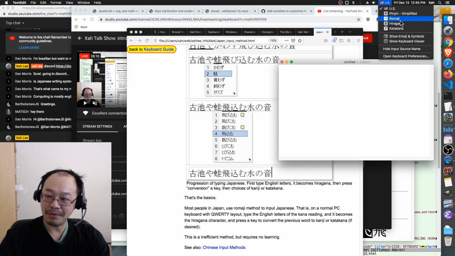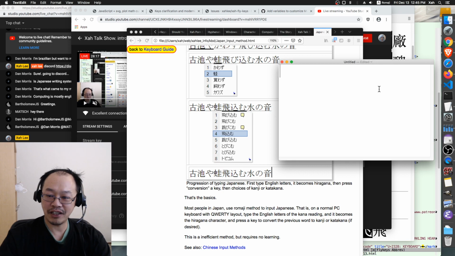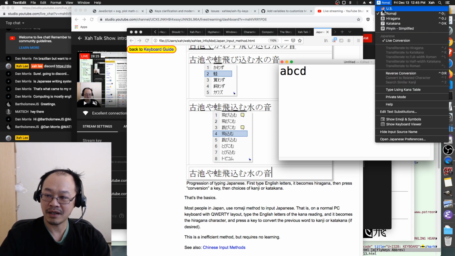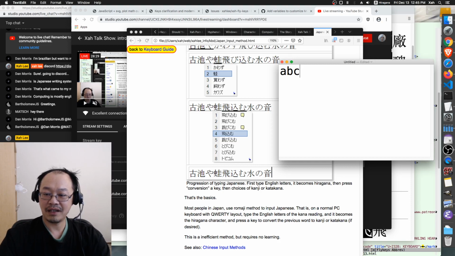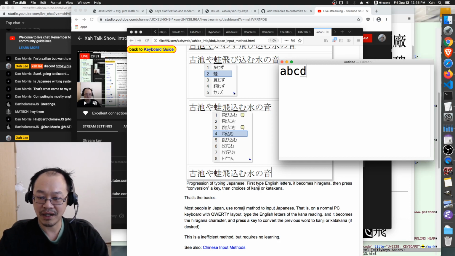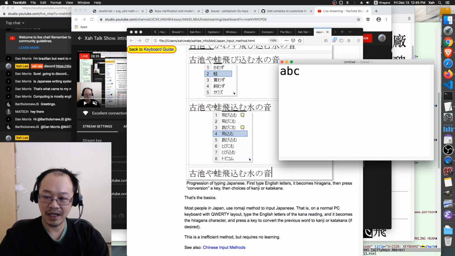When you add a Japanese input system, it adds three of these. When you are in here, it's romaji mode, which means it types A B C D just like an English keyboard. Romaji, Roman characters. Then if you go here, hiragana, that types hiragana. Let's try Nihon. Okay, nin.